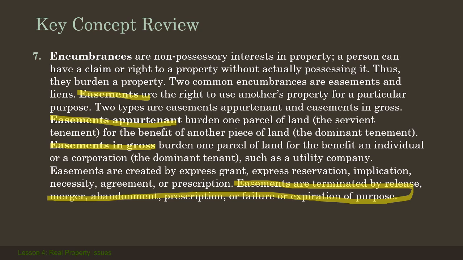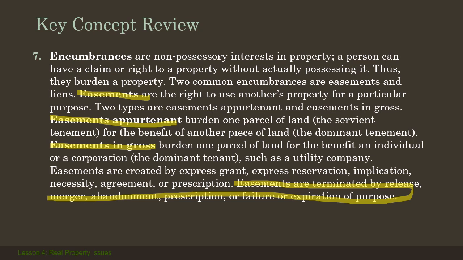Prescription, if the person that has the easement over the property doesn't use it for the prescriptive period of time and then tries to qualify for an easement, in Illinois that's 20 years, they would not be able to perfect their easement right.